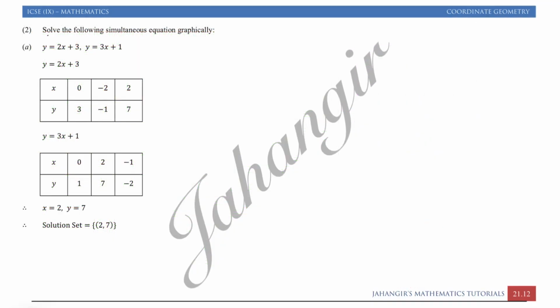Main question number 2. Solve the following simultaneous equation graphically. We had learned simultaneous equations by the substitution method, elimination method, cross multiplication method, and this is the fourth method which we say graphically, the graph method. These are the 4 methods you have to learn for 9th standard.